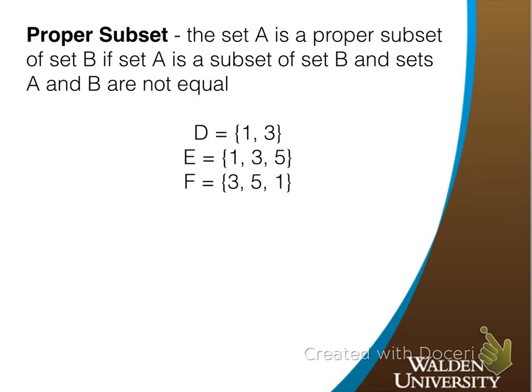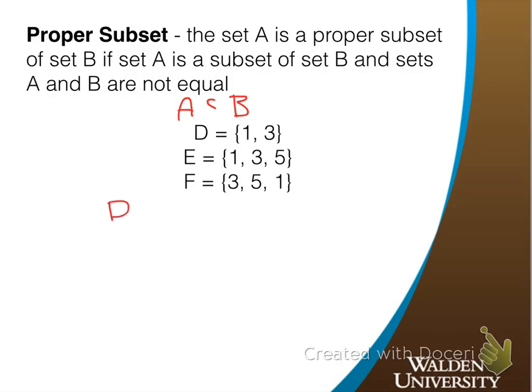Proper subset. The set A is a proper subset of set B if set A is a subset of set B and sets A and B are not equal. This is denoted by A, and then a symbol similar to the last subset symbol, but with no line underneath the little C. So that would say A is a proper subset of B. In a little example here, D is equal to {1, 3}, the set E is {1, 3, 5}, and F is {3, 5, 1}.